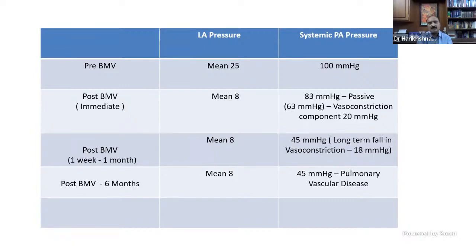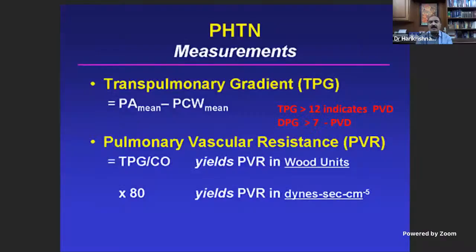That is due to what? That is due to the structural damage which has occurred due to the persistent PH, which persisted for a few months or years. So these are the three components of pulmonary hypertension. This is illustrated with an example of mitral stenosis to make you understand.